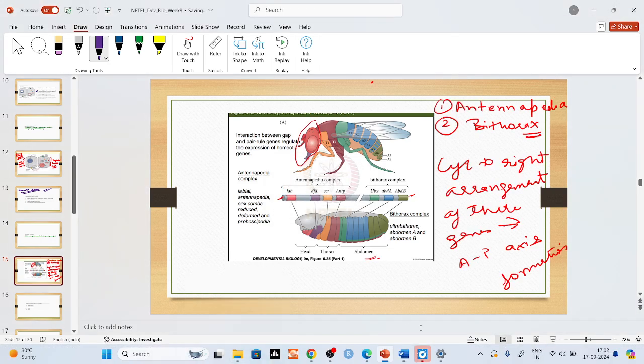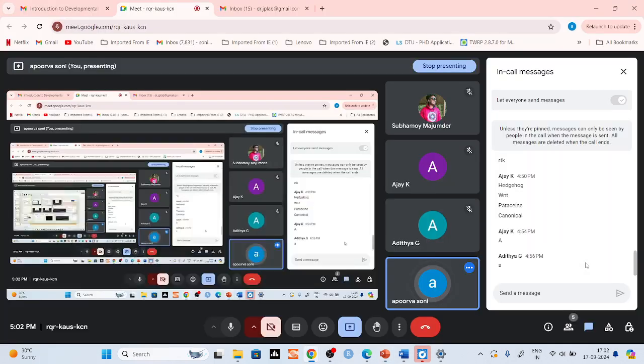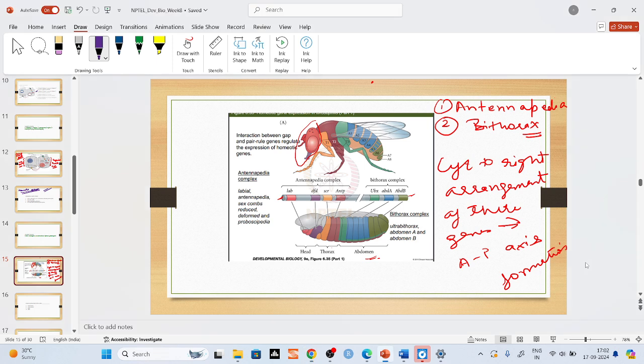Is this question clear to everybody, or is there any confusion? Is this concept clear, the homeotic selector gene concept? The important thing to understand here is that the left to right arrangement of these homeotic selector genes corresponds to the anterior posterior axis formation.